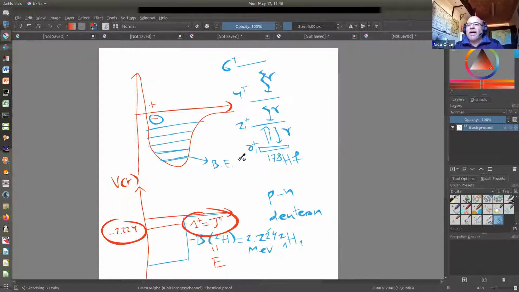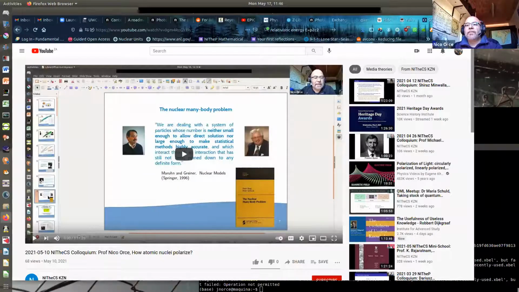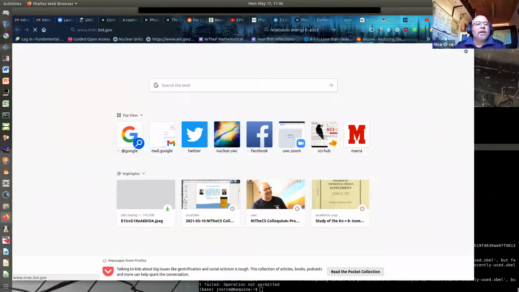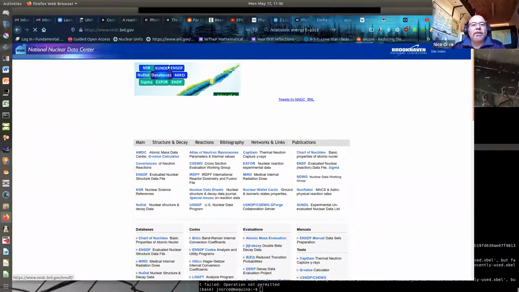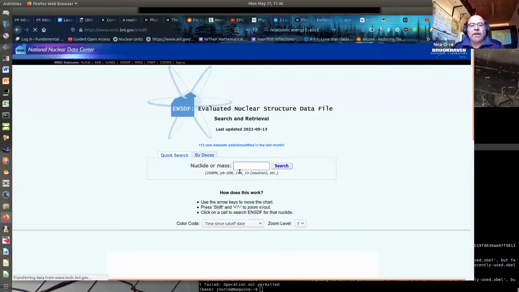Everything we know comes from the web page I want to show you here. It's called the National Nuclear Data Center. It's at Brookhaven National Laboratory, but there are many people involved. Here we have all the information for any nucleus. For instance, if we click here, ENSDF, this is the link, we can check any nucleus that you want, and you will see all the information.